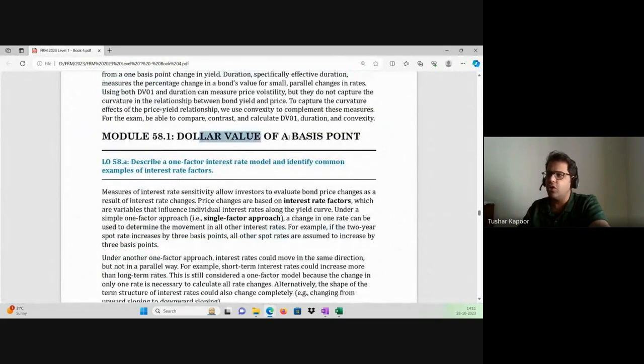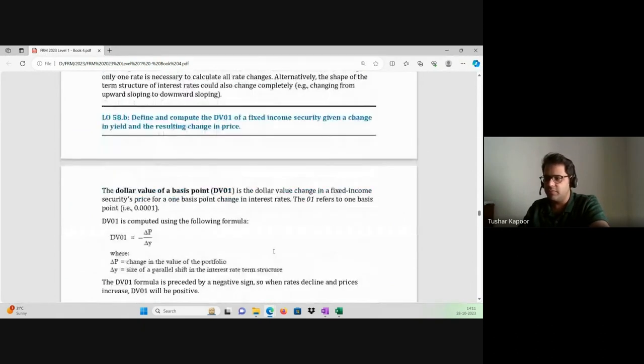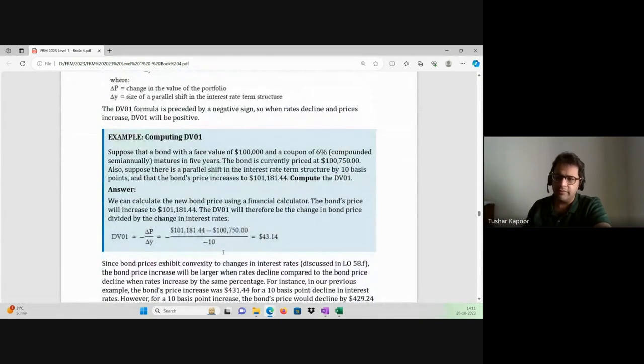So the first is the dollar value of a basis point, which, as we mentioned, is a change in the interest rate which is being tracked. It's a single factor approach. The second approach that we have for duration is DV01, wherein 1 basis point is being changed. What is the percentage change in the dollar value when your yield changes by 1 basis point, which is 0.01%? Now this is where we can refer to this formula.